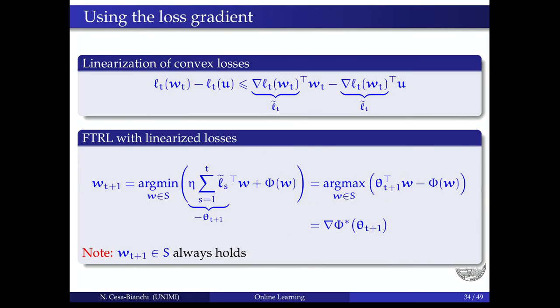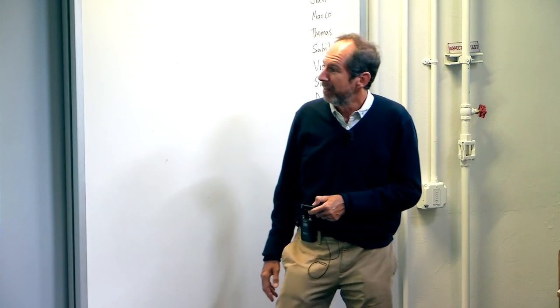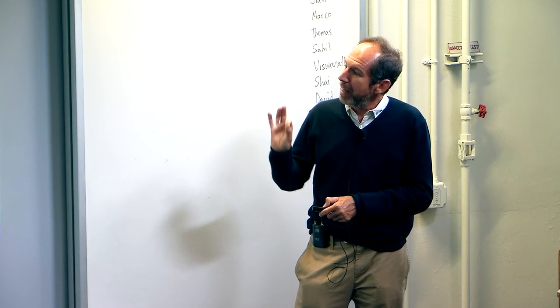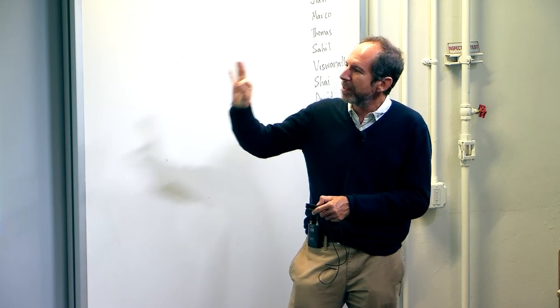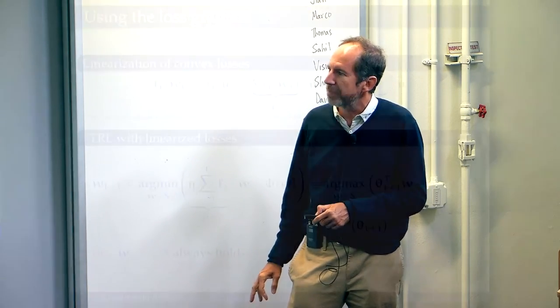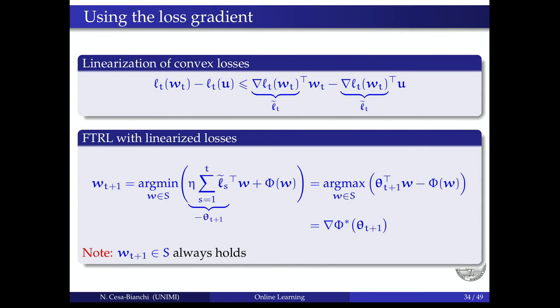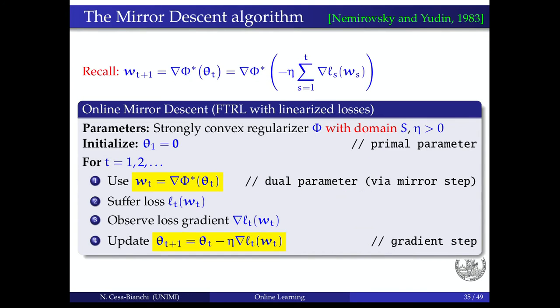Since the regularizer was strongly convex, I can write this thing as the gradient of the convex dual of my original regularizer evaluated at the sum of the gradients of past losses. Why did I do this? This is nice, but the real reason for doing that is that now I can have a sweet and short analysis of this algorithm by using this sort of formulation. Okay, so let's see, what do I get? I get the following thing.